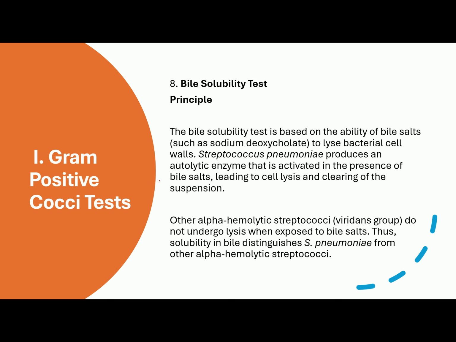Now let's go to another test, the bile solubility test. So this is based on the ability of bile salts such as your sodium deoxycholate to lyse bacterial cell wall. Streptococcus pneumoniae produces an autolytic enzyme that is activated in the presence of bile salts, leading to cell lysis and clearing of the suspension. So this produces a clear zone, class, pag positive. Other alpha hemolytic strep, such as your viridans group, do not undergo lysis when exposed to bile salts. The solubility in bile distinguishes S. pneumoniae from other alpha hemolytic streptococci.